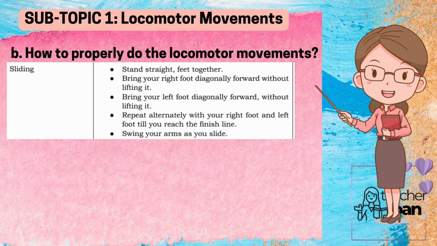Sliding. Stand straight, feet together. Bring your right foot diagonally forward without lifting it. Bring your left foot diagonally forward without lifting it. Repeat alternately with your right foot and left foot till you reach the finish line. Swing your arms as you slide.